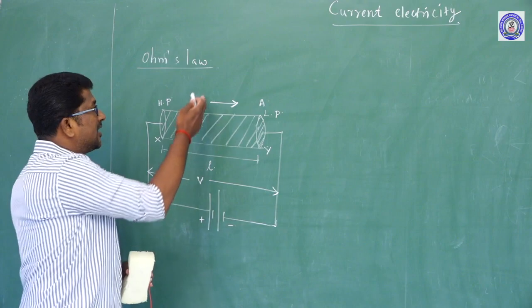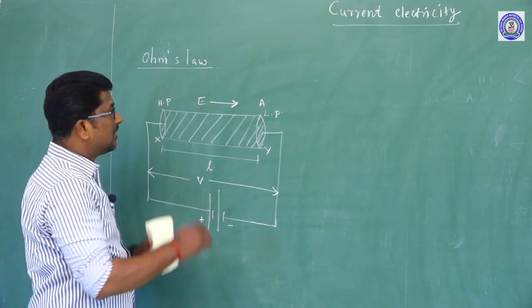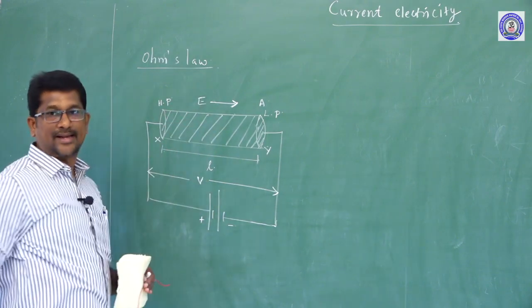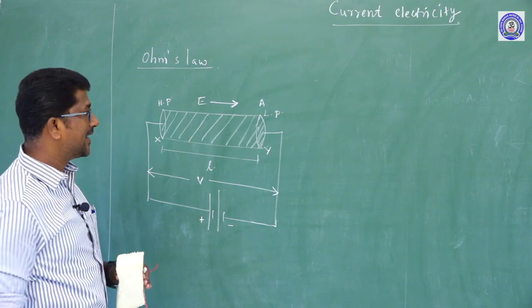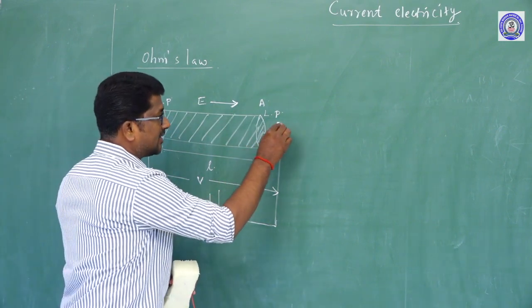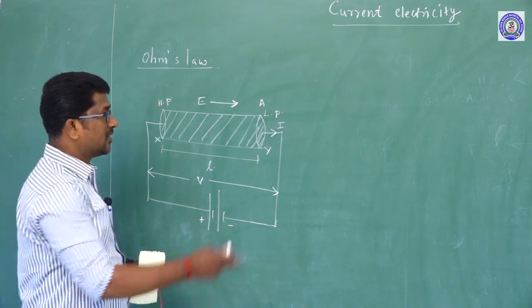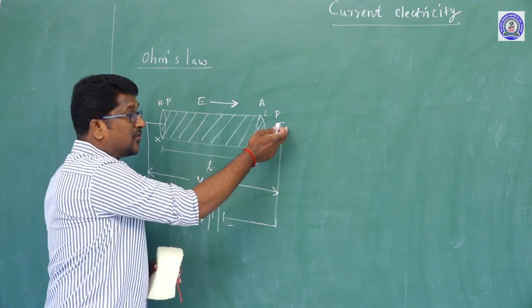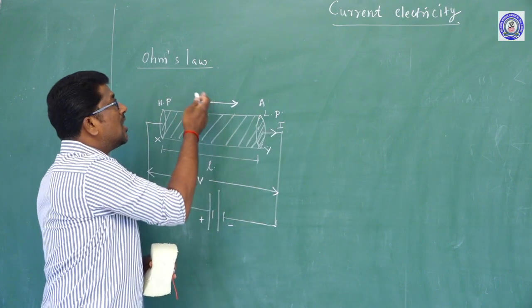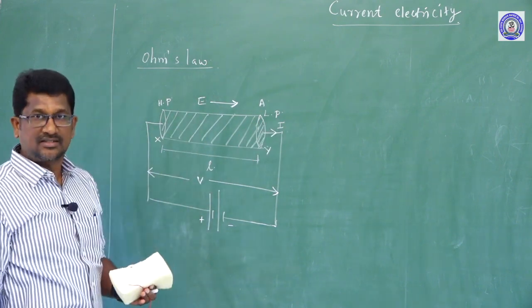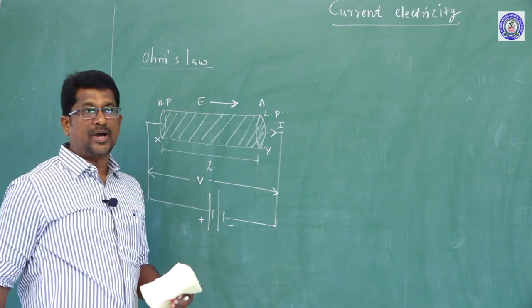Due to this electric field, an electric current is constituted in the wire. Suppose this electric current is denoted by I, which flows through the circuit. And one more thing, the direction of flow of current is also along the direction of the electric field created in the wire.